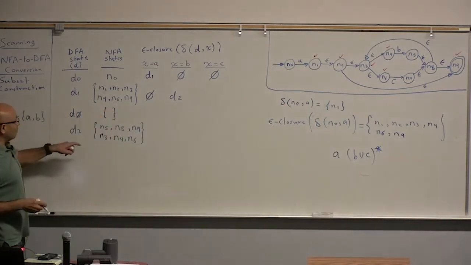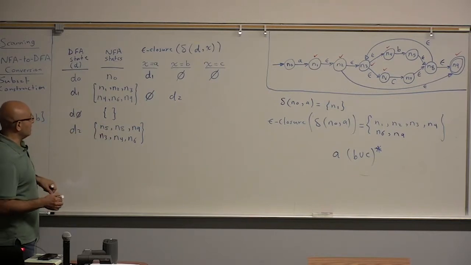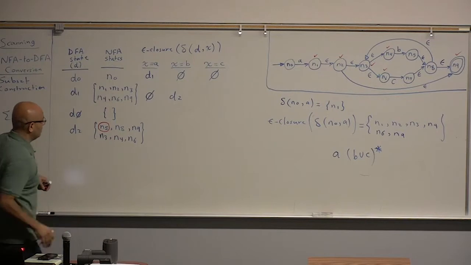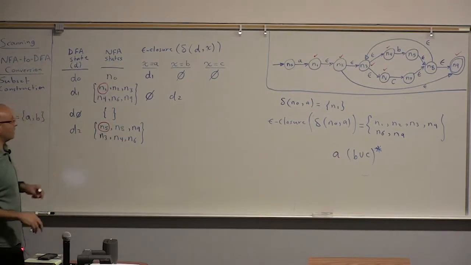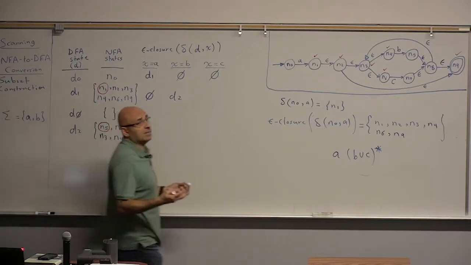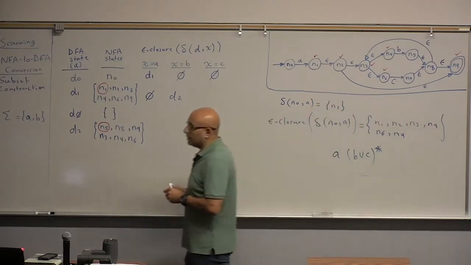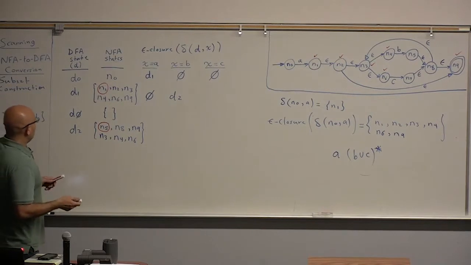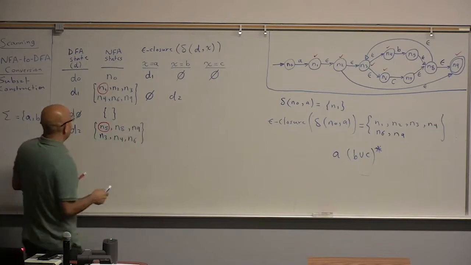Okay, so now we discovered a new state. Of course, this state is different from this state. For example, N5 is here, but N5 is not here. N1 is in D1, but it's not here. So they are different states. By the way, if you rediscover the same state, you don't create a new state, otherwise you'll never finish. So we discovered a new state, but we will continue. So transition on B led to D2.